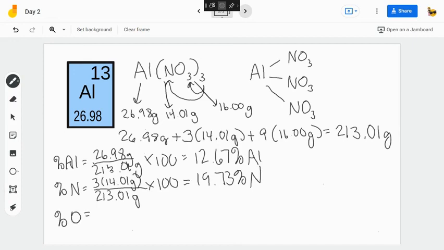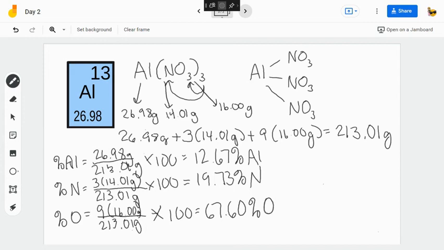Now remember, this is 9 pieces of oxygen in this compound. Therefore, it's 67.60% oxygen. So there's a review of molar mass and percent composition that we're going to need to use in our lab.